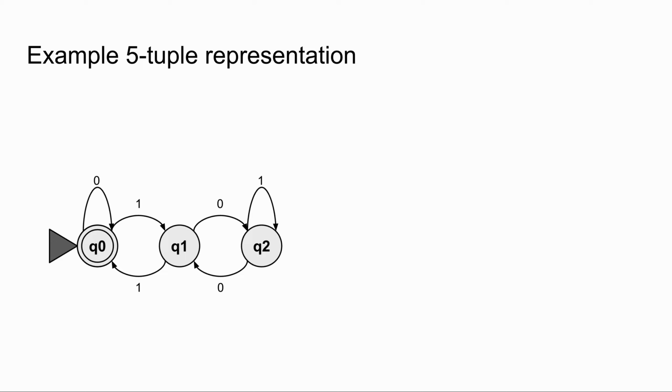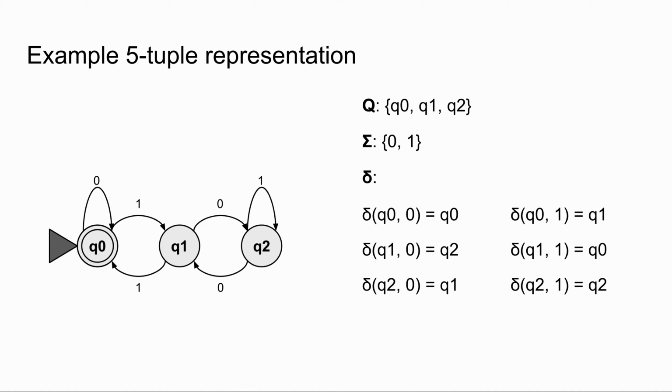Here's our DFA from earlier, and now we are going to convert it into a 5-tuple. We can see we have three states, Q0, Q1, and Q2, so that becomes our big Q. It looks like we only have the characters 0 or 1 in our input, so that becomes our alphabet, sigma. For delta, what I've done is for each state and transition in our picture, I create a rule where our delta function takes in the state and transition symbol and outputs the next state. That looks something like this.